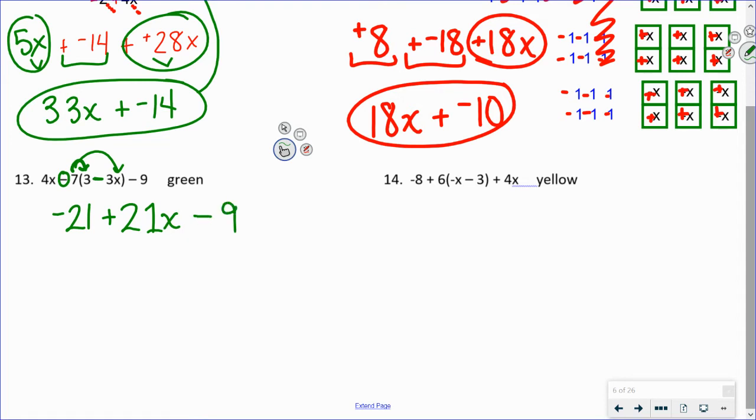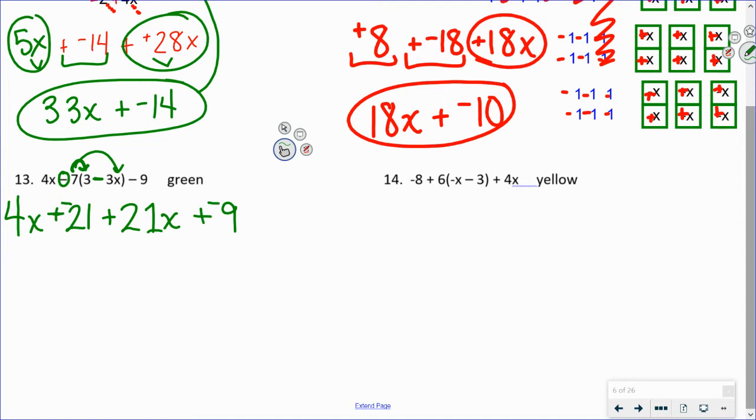Notice the 9, not a part of the group. The 4x in the front, not a part of the group. So we take care of the groups first. Why write 7 groups of 3 when you can write 21? Why write 7 groups of 3x when you could write 21x? I'm going to go ahead and change these into adding the opposite.